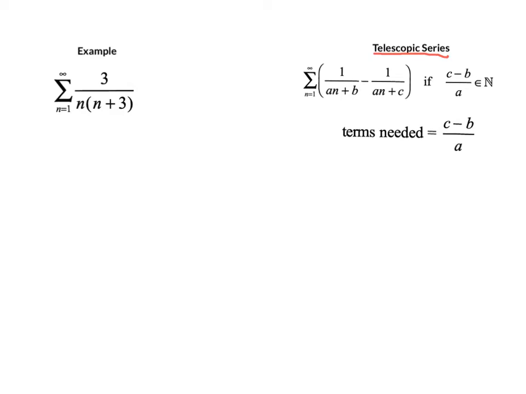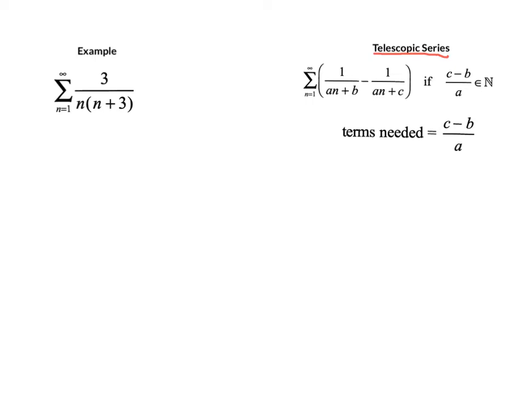If it does happen, it's called telescopic because when you write out the expanded form, you see that most of the terms cancel and it leaves a small number of terms that you sum manually, and that will give you the answer. And the number of terms that you need is that c minus b over a quantity that we determined before. So the problem here is that it does not look like it fits the form. Here we have 3 divided by 2 factors in our series, and how am I going to express it in a way that's the difference of two rational expressions?